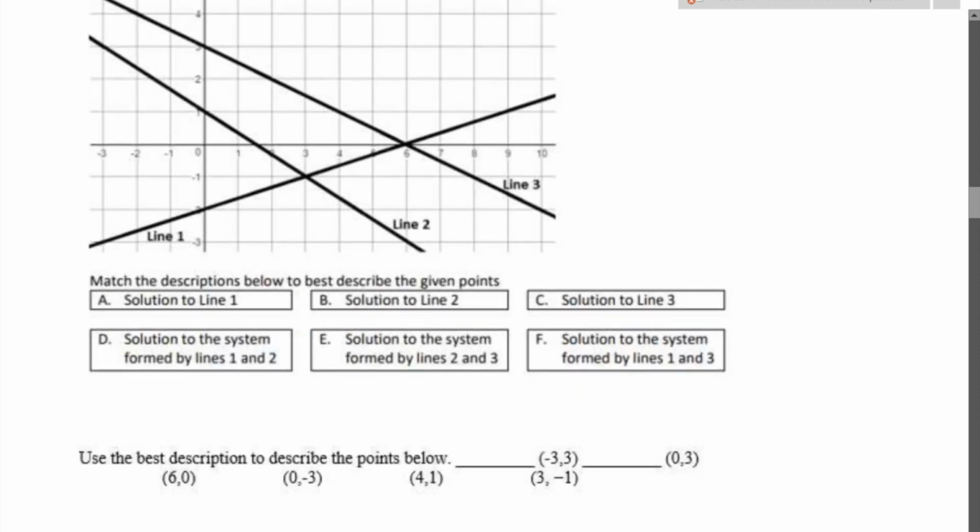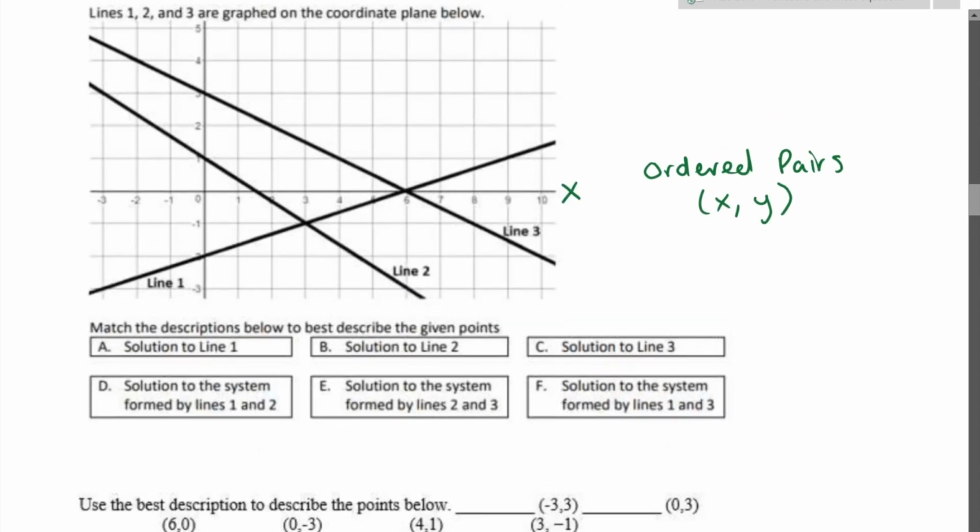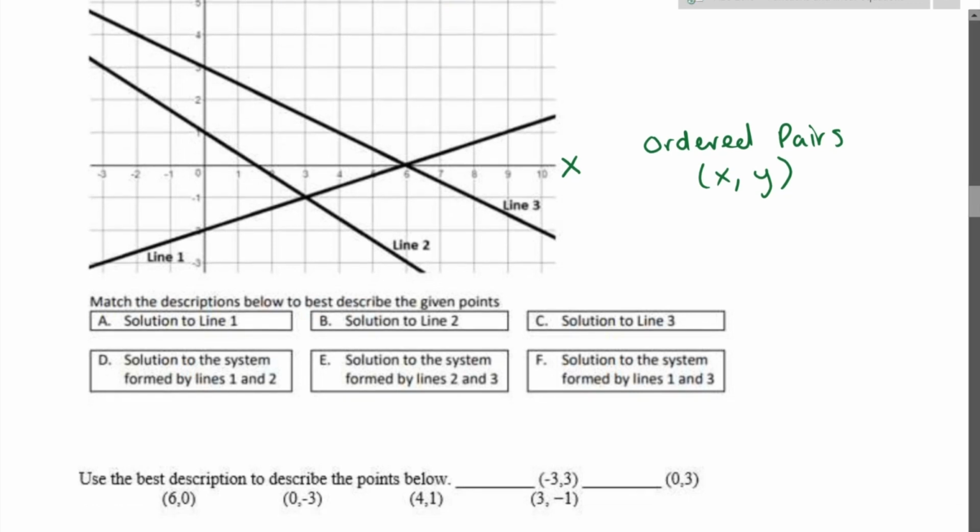All right. So, use the best description to describe the points below. So, let's figure this out. -3 and 3. Well, where is -3? First off, remember ordered pairs always have x first and y second. Also, remember that x goes this way and y goes this way. We have to memorize that. Okay? So x is horizontal, y is vertical. So let's find -3 and 3.